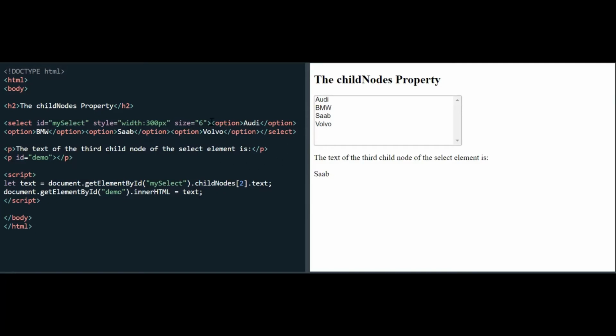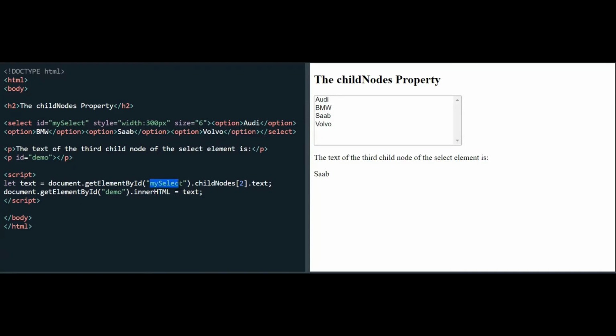Then I have taken the option tag and given the options inside this particular select. The first one is Audi, then BMW, and so on. Now what is the purpose of the child node? Inside the select, I have taken document dot getElementById. Here I'm referring to the document. So document dot getElementById will take this particular select from the HTML document.